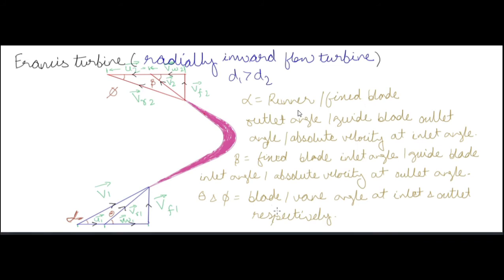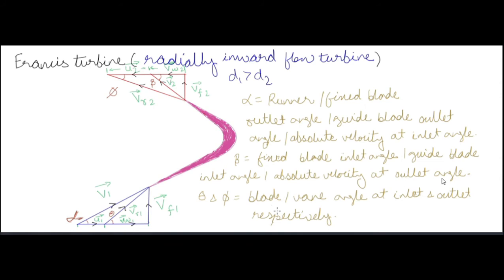In the question we are always given runner angle or guide blade angle, so this alpha is runner blade outlet angle if you are asking in terms of runner or fixed blade angle, but in terms of absolute velocity it's an inlet angle. So alpha is runner blade or fixed blade or guide blade outlet angle and absolute velocity at inlet angle. Similarly, beta is fixed blade inlet angle or guide blade inlet angle or absolute velocity at outlet angle.